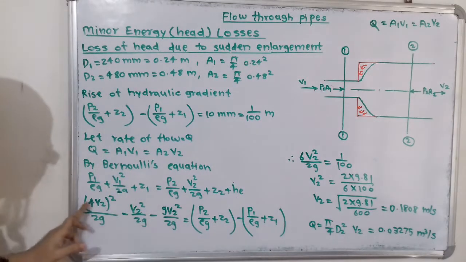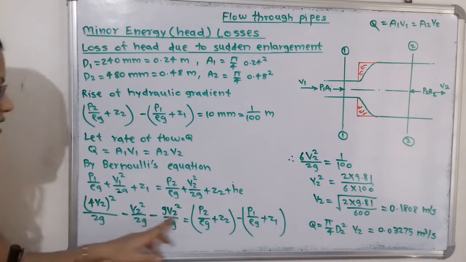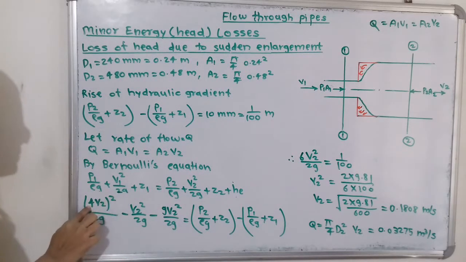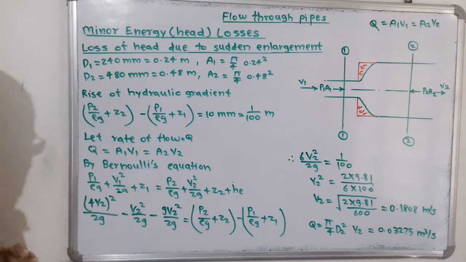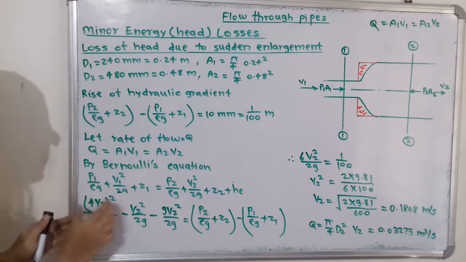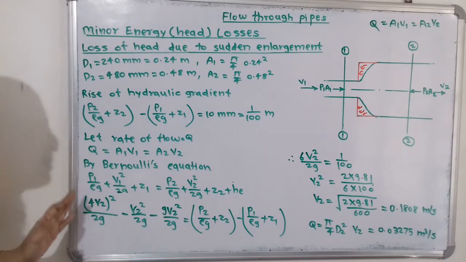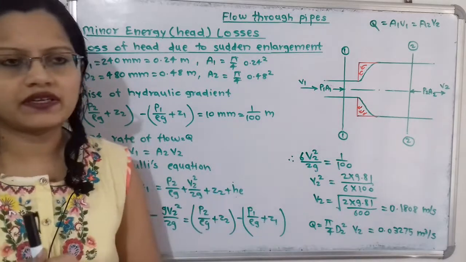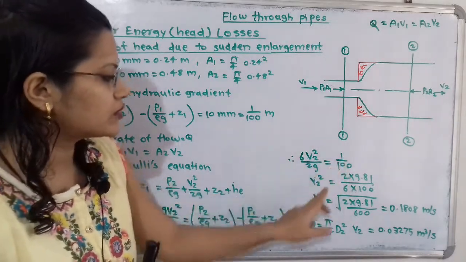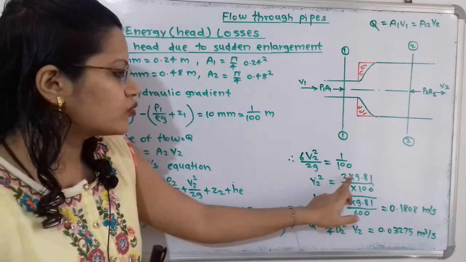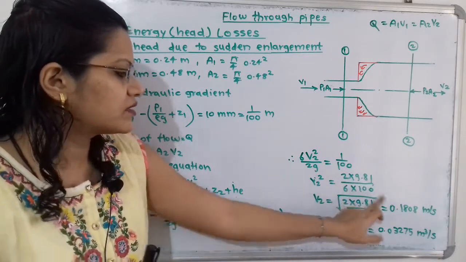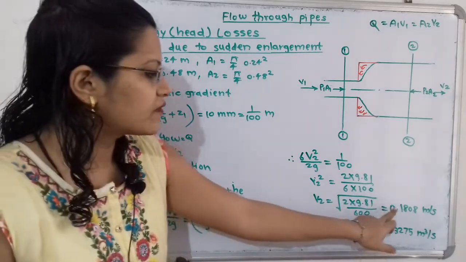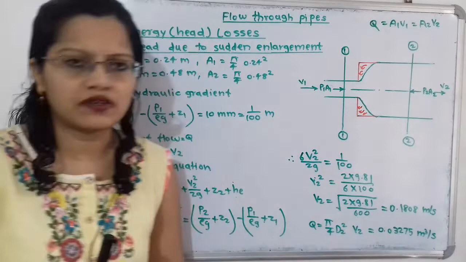Again if we simplify the left hand side, the denominator 2G is common. So what is the value of 4V2 bracket square? That is 16V2 square minus V2 square, that is 15V2 square, and 15V2 square minus 9V2 square is 6V2 square. So 6V2 square by 2G is equal to 1 by 100. So V2 square is equal to, shifting all the terms to the right hand side, 2 into 9.81 divided by 6 into 100. So what is the value of V2? We take the square root and it is equal to 0.1808 meter per second.